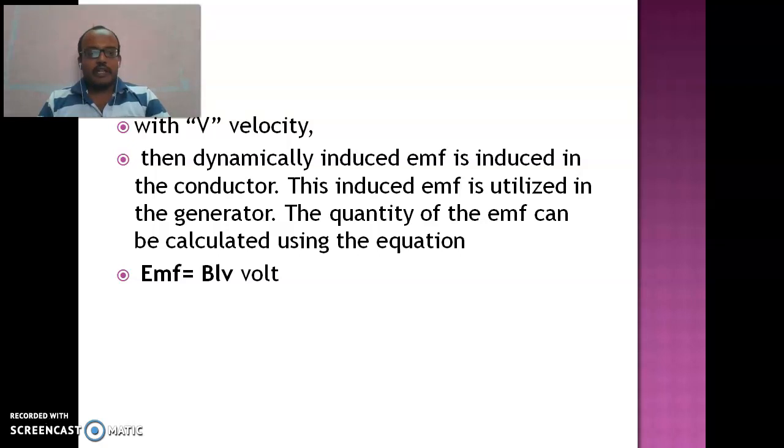When theta is 0, the EMF generated will be BLV. If it is with some inclination, then it will be BLV sin theta. That is the EMF generated in the DC generator. Mainly it depends upon flux density, which is given by B, the length of the conductor, given by L, and the velocity with which it rotates, given by V.